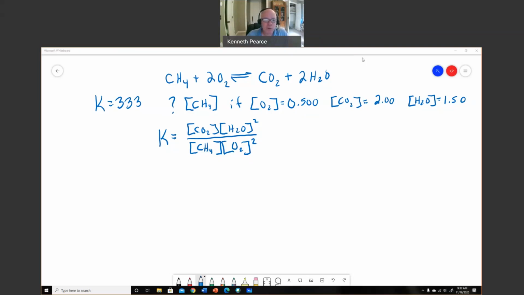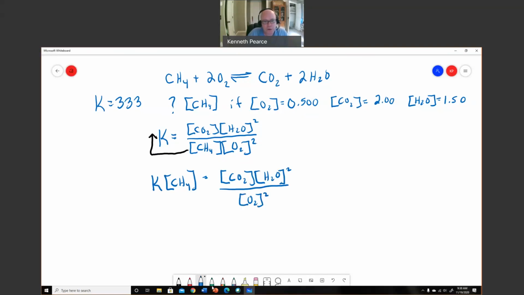So CH4 is on the bottom over here, and K is over here. So what we can do is move K from the bottom to the top by itself. Let's do this stepwise. Then that would be K times CH4 equals the stuff that's still on the right-hand side, CO2 times H2O squared divided by the O2 squared.